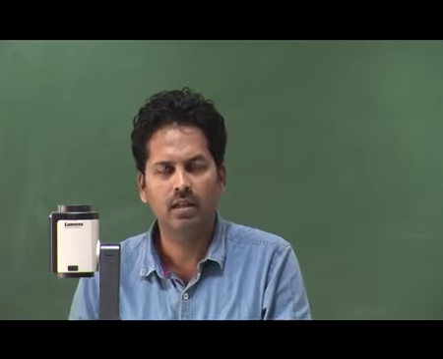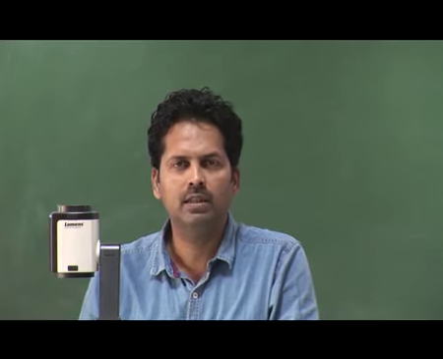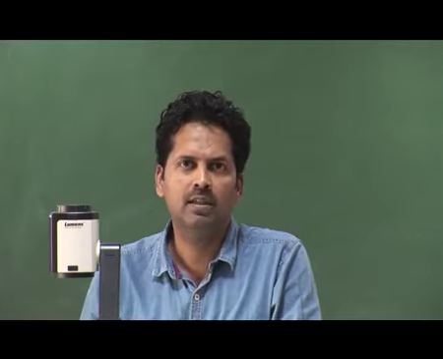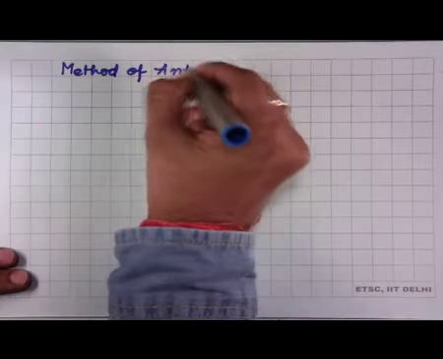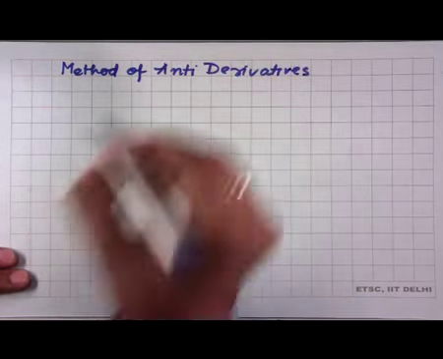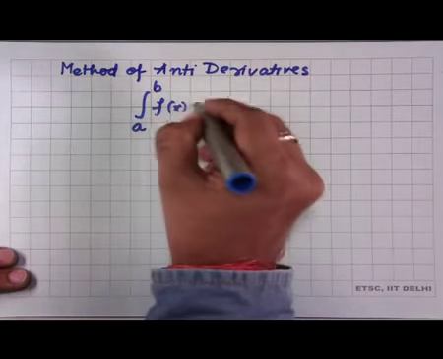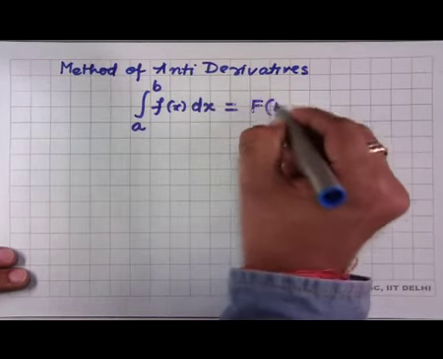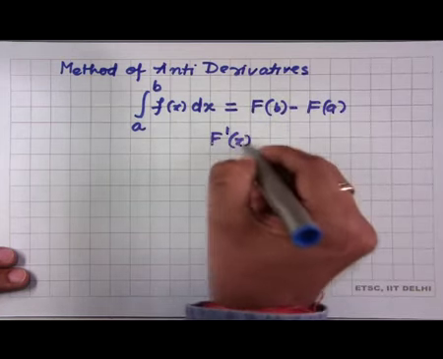Till now we have seen what is a definite integral and how to evaluate it. There are two methods to evaluate a definite integral. One is by method of limit of sums and another is by method of antiderivatives. So, we have seen that a definite integral from a to b of f(x) dx is equal to F(b) minus F(a), where capital F(x) is an antiderivative of small f(x).